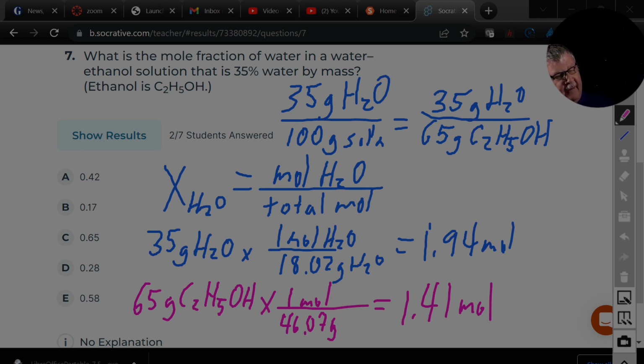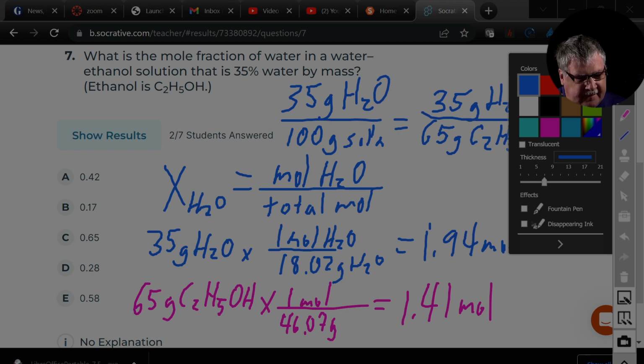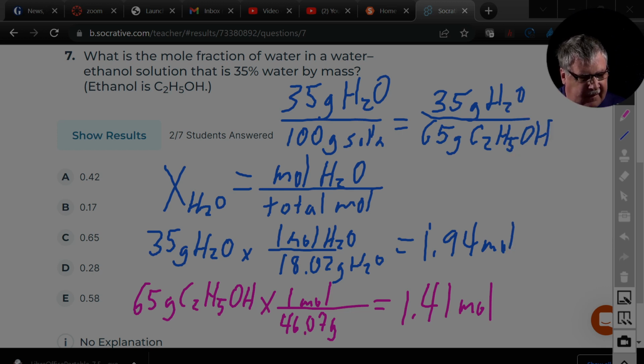So we have 1.94 moles of water and 1.41 moles of ethanol. Does that mean the mole fraction of water is going to be greater than 0.5 or less than 0.5? Which one? Is it going to be less? Are you sure about that? Think about this. How do we figure out the mole fraction?